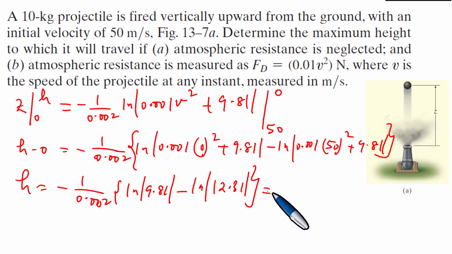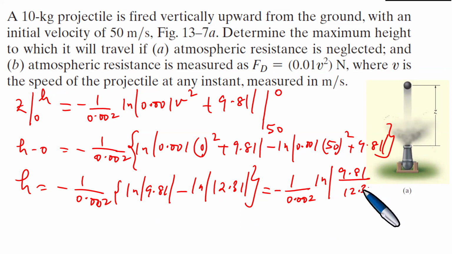Okay. And what then are we able to get? It's minus 1 divided by 0.002, times the natural log of the following. You have 9.81, and you divide everything by 12.31, like this. If you use a calculator, you'll be able to achieve exactly the height we need.